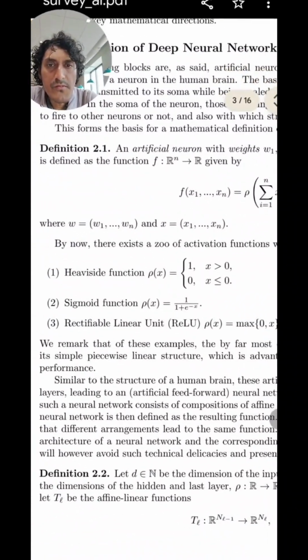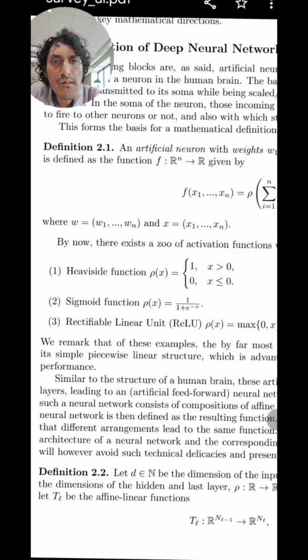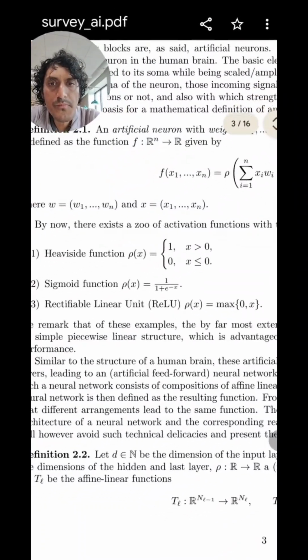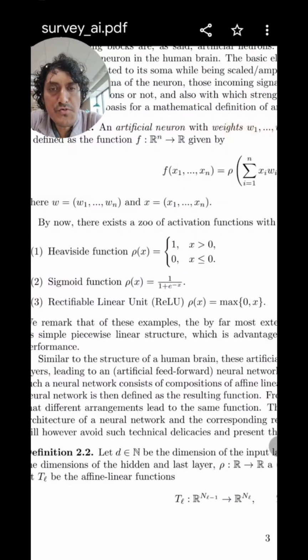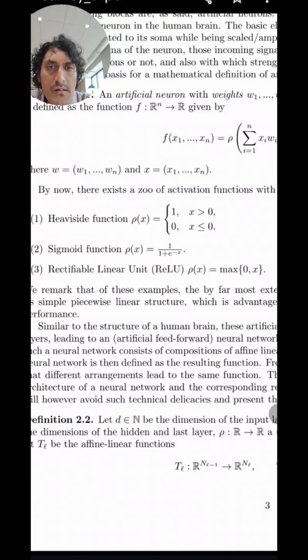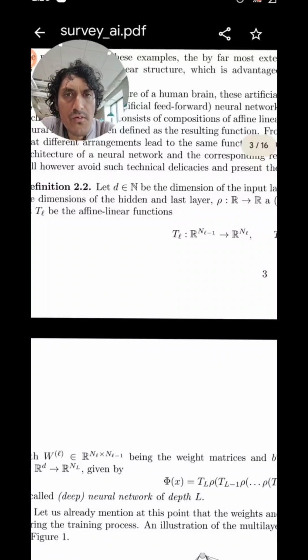So, cool stuff. Heaviside function: rho(x) is 1 when x is greater than 0, and 0 when x is less than or equal to 0. Then we have the sigmoid function, where rho(x) is 1 over 1 plus e to the power minus x. The popular ReLU function is also here.